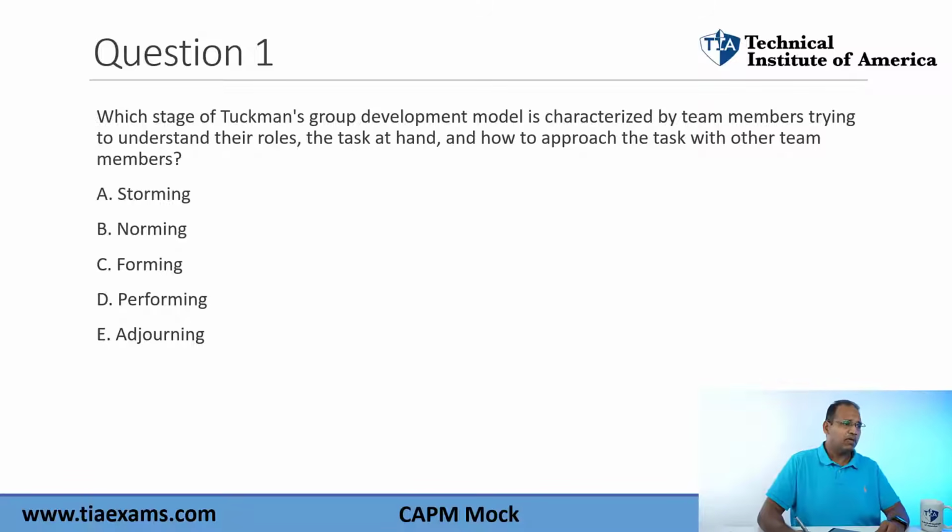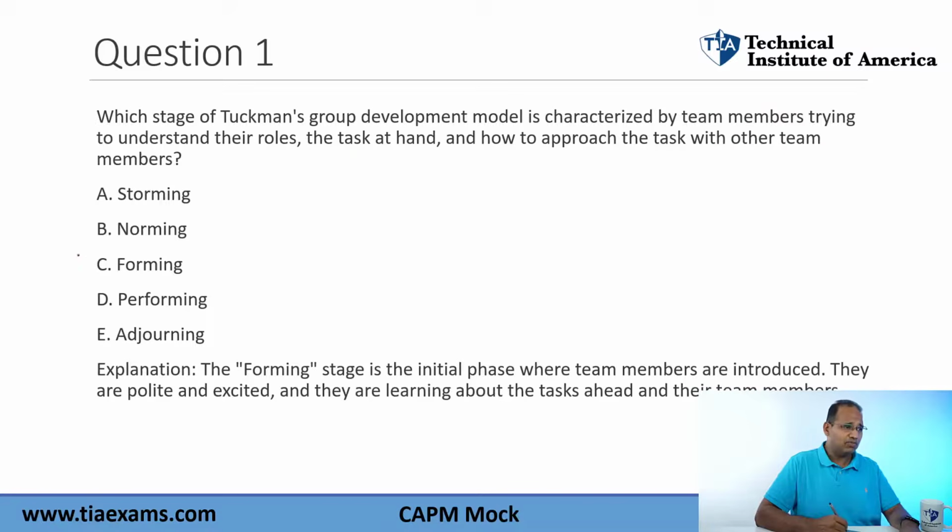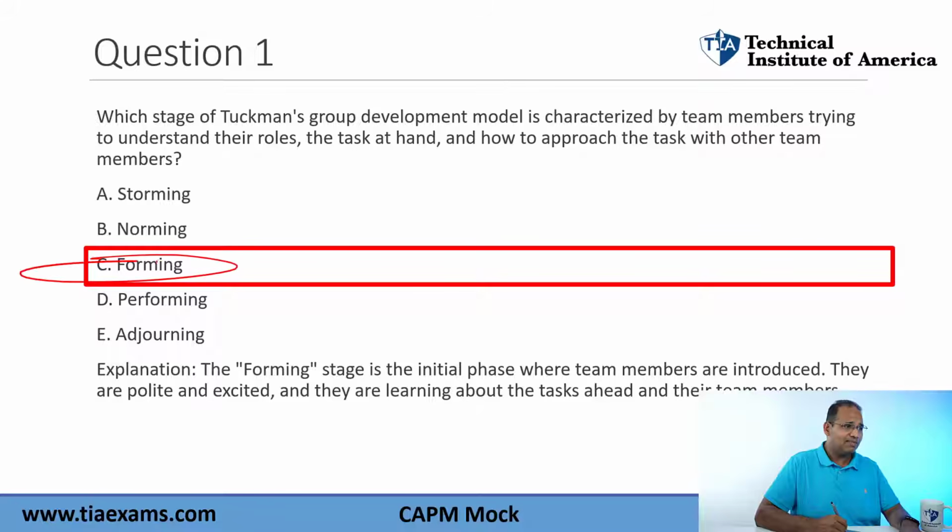Question number 1. Which stage of Tuckman's group development model is characterized by team members trying to understand their roles, the task at hand, and how to approach the task with other team members? Storming, norming, performing, or adjourning. Now, you have to know Tuckman's ladder in this particular question. The answer here is going to be the forming stage, which is going to be C.